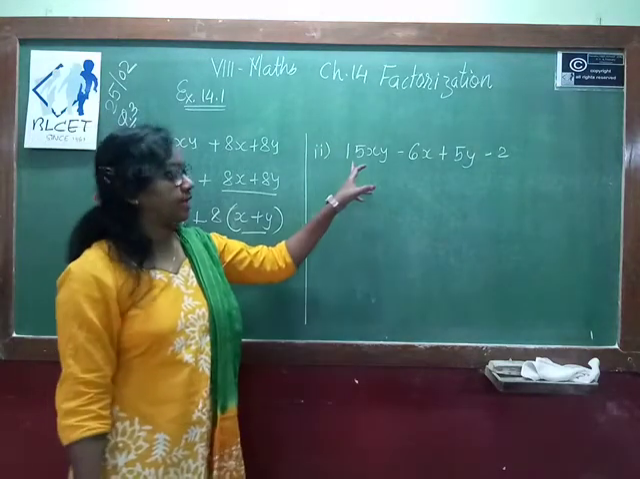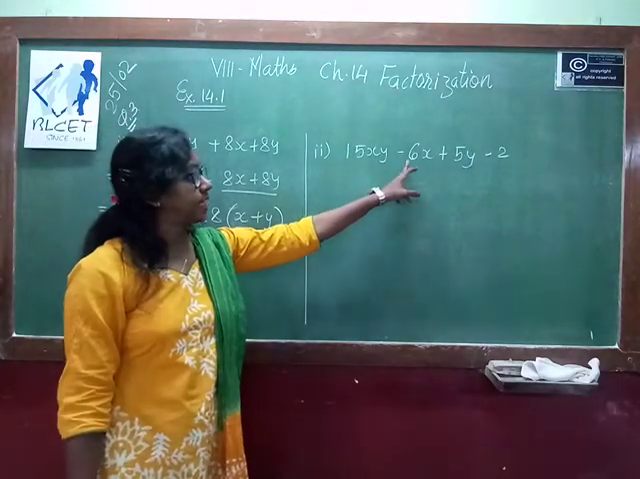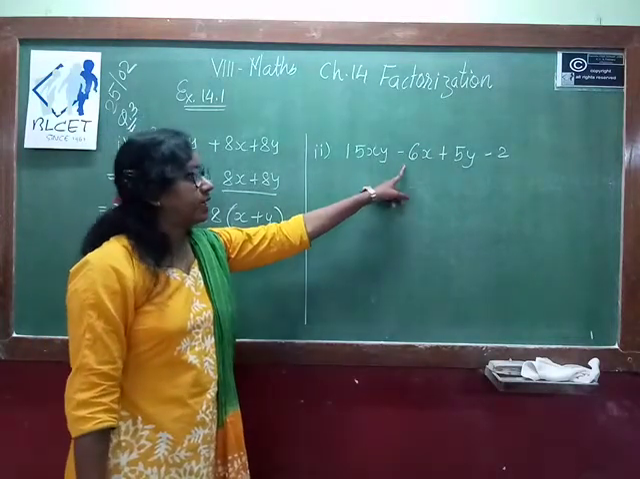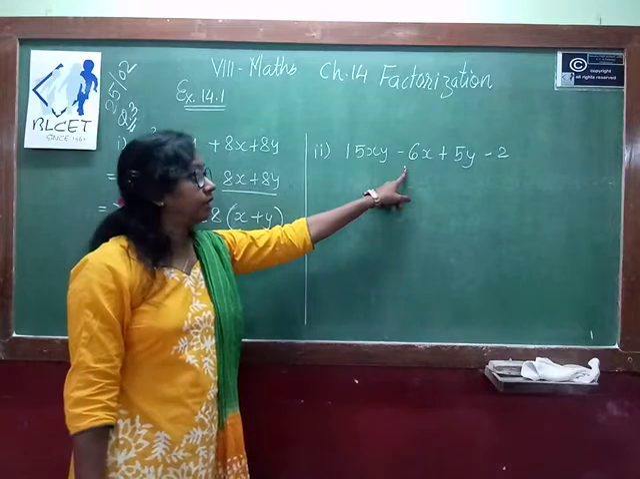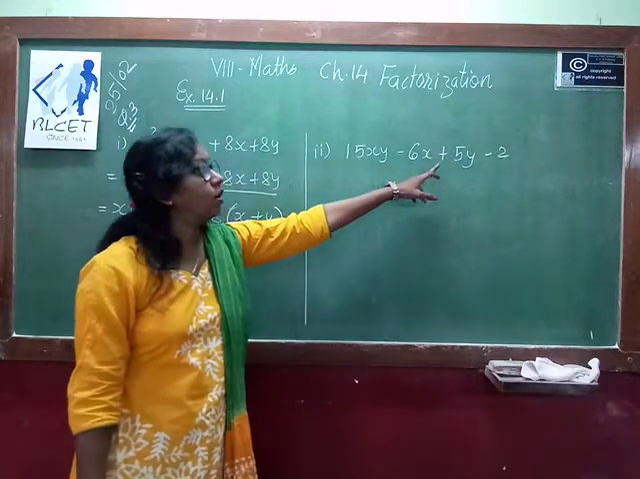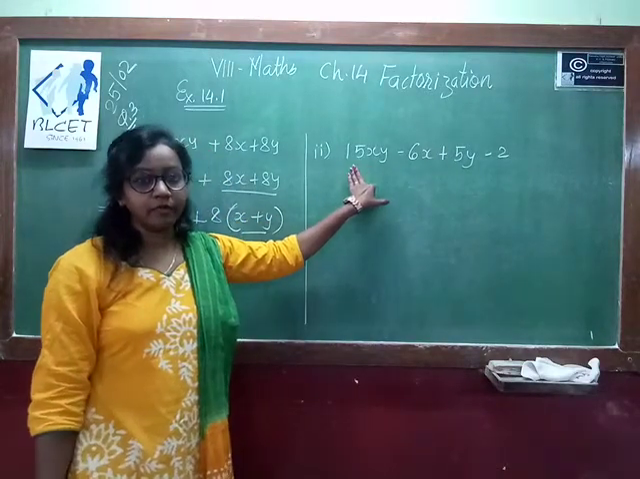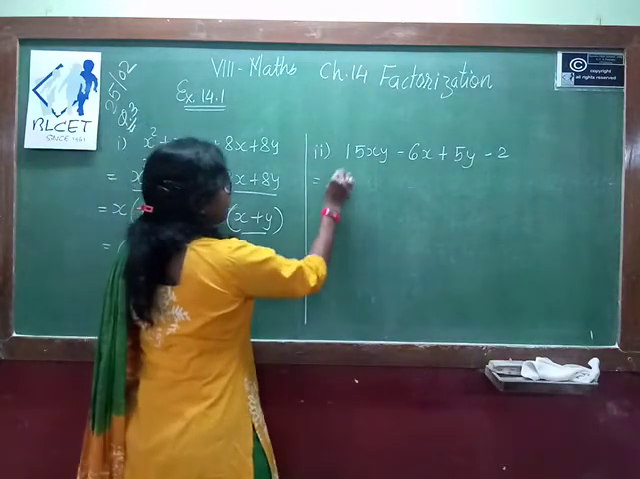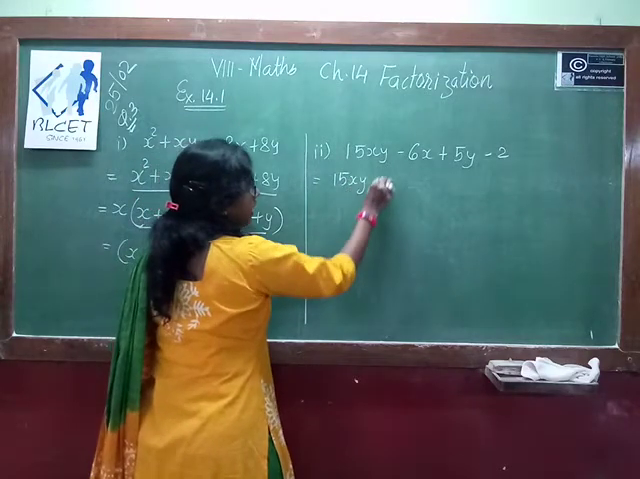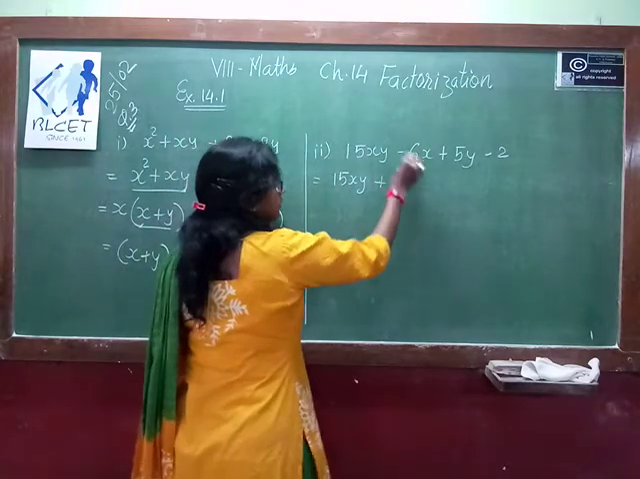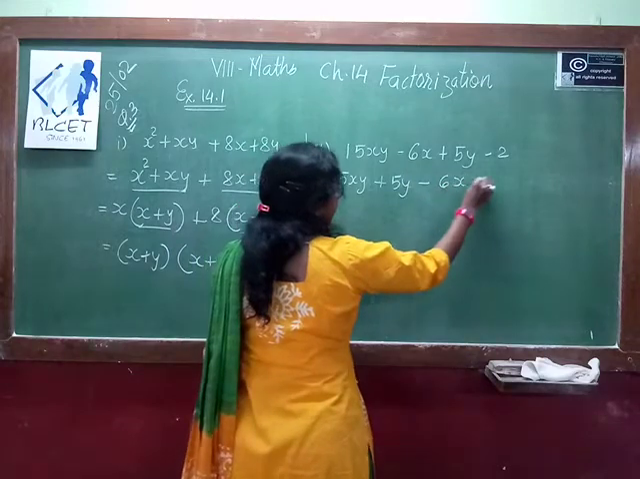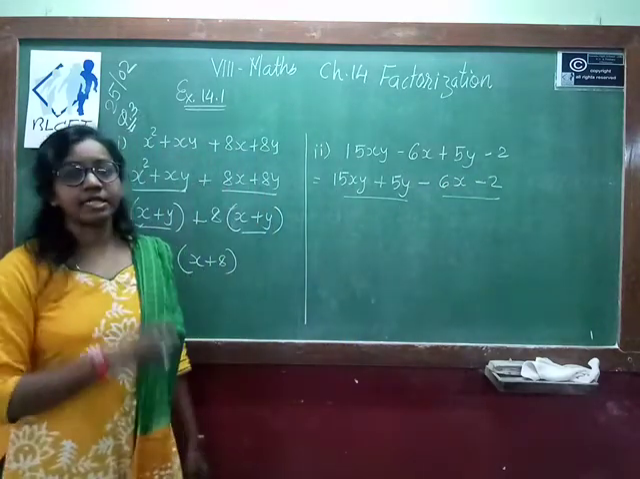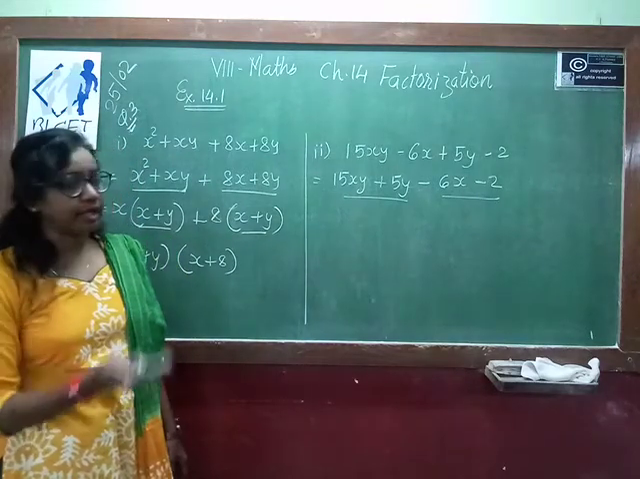Next, second question, 15xy minus 6x plus 5y minus 2. We can take common from 15 and 6, but we know that 5 is a common factor of 15 also. So we can regroup it again. So what can we write? 15xy, with 15 we write 5y, minus 6x minus 2. So now we have two groups. We can take maximum common factors, that's why we are rearranging them.